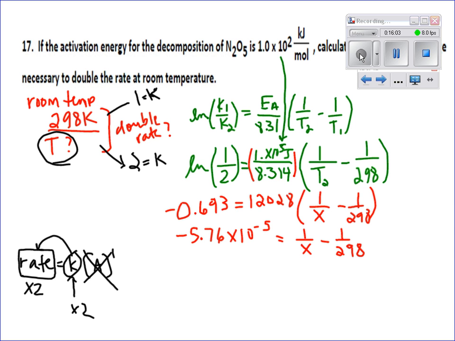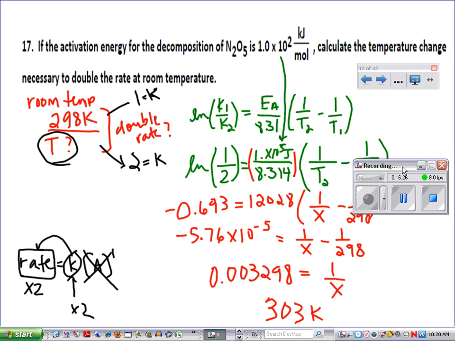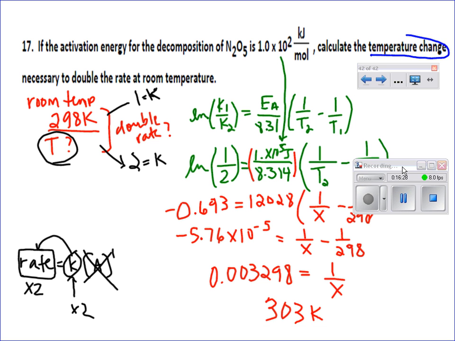I'm going to add 1 over 298 to both sides, and I get 0.003298 is equal to 1 over x. If I inverse that, I get 303. Now, that's not my answer. That's the temperature at which the rate is doubled. But look at what the question's asking. The activation energy is given, and they want to know the temperature change. So if I was originally at 298 and I went to 303, my temperature change is 5 degrees, or just say 5 Kelvin. No degrees. 5 Kelvin is my temperature change.